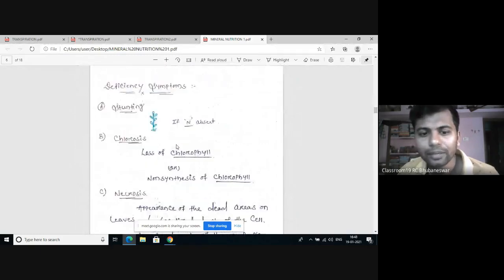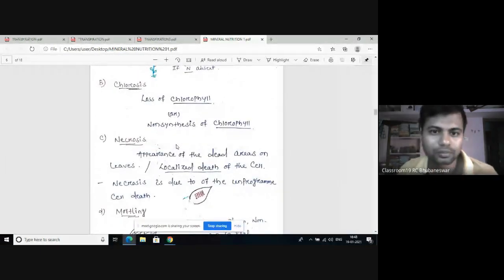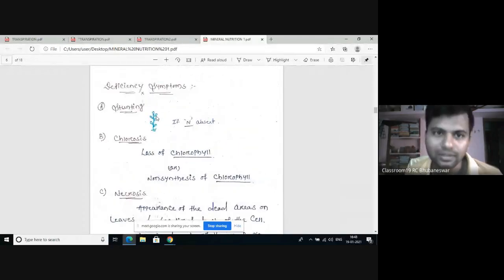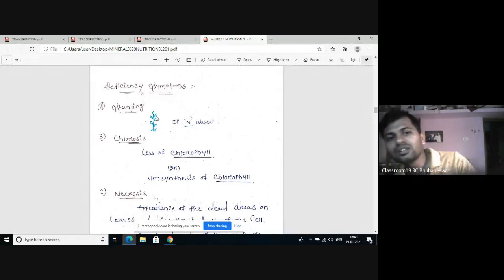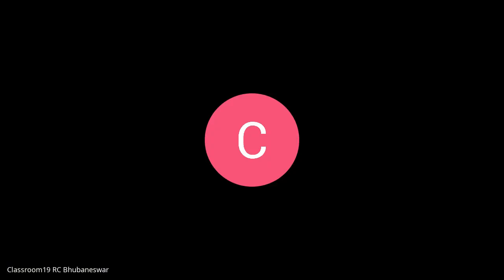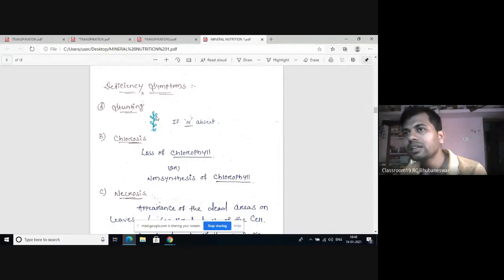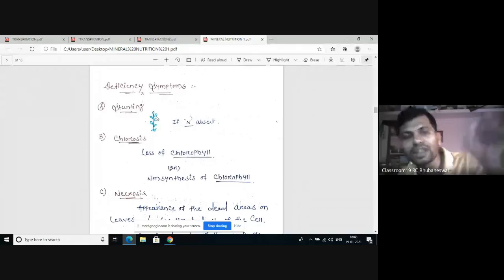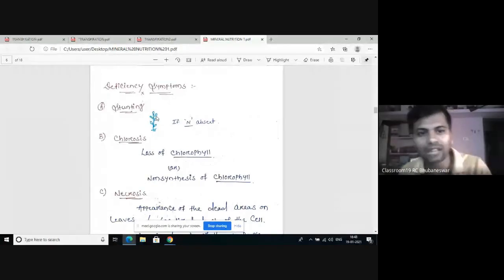Look at, as per your syllabus is concerned, you have some important deficiency symptoms of minerals. Sometimes the plant is not affected by any pathogen, still the plant shows some symptoms. These symptoms are due to deficiency of the mineral in the soil.